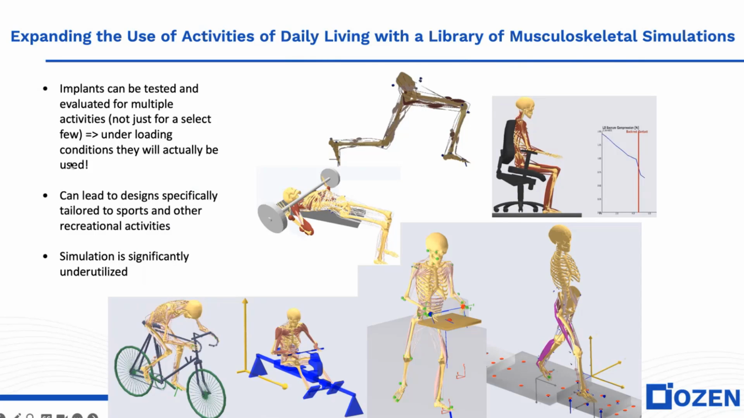So we can expand the use of activities of daily living with a library of musculoskeletal simulations. For example, we can look into anyone carrying heavy loads, exercising, sitting in a chair, and bike conditions, rowing conditions. We can really build a library of activities of daily living for patient-specific data.